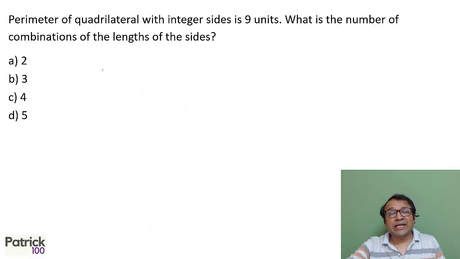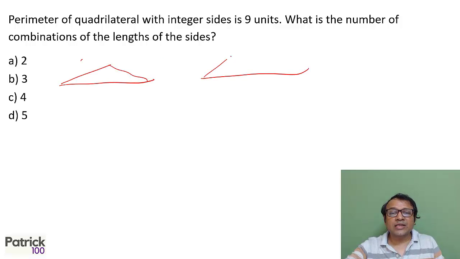Perimeter of a quadrilateral with integer sides is 9 units. What is the number of combinations of lengths of sides? Now in a triangle, the sum of 2 sides has to be more than the third side. Same way in a quadrilateral, the sum of 3 sides has to be more than the fourth side. That means each side has to be less than half of the perimeter. So the maximum length of any side can be 4.